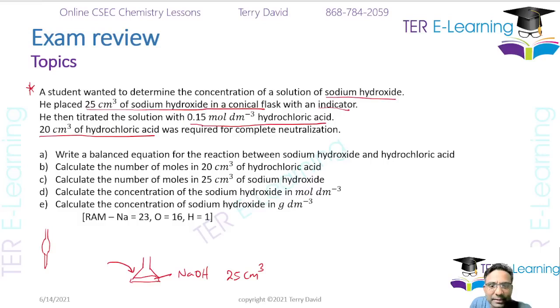Then we're going to add the hydrochloric acid to the sodium hydroxide. In order to do that, we use a different tool, something called a burette. So this here is my burette that we're going to add my acid with. This is HCl. We don't know how much HCl we need to add as yet, but what we do know is the concentration of the hydrochloric acid, which is 0.15 mole per dm cube. So this here is the concentration of my hydrochloric acid.